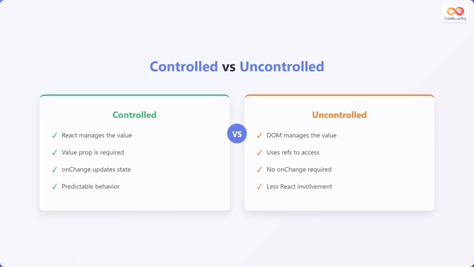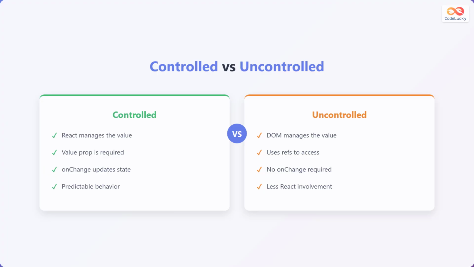Let's compare controlled and uncontrolled components. With controlled components, React manages the value of the input. The value prop is required, and the onChange event is used to update the state, leading to predictable behavior.